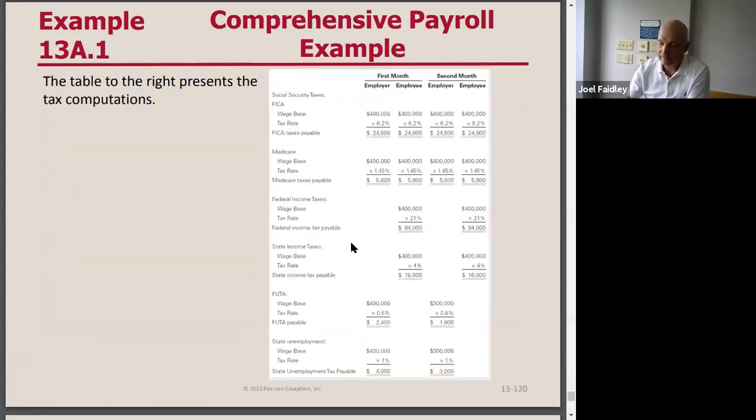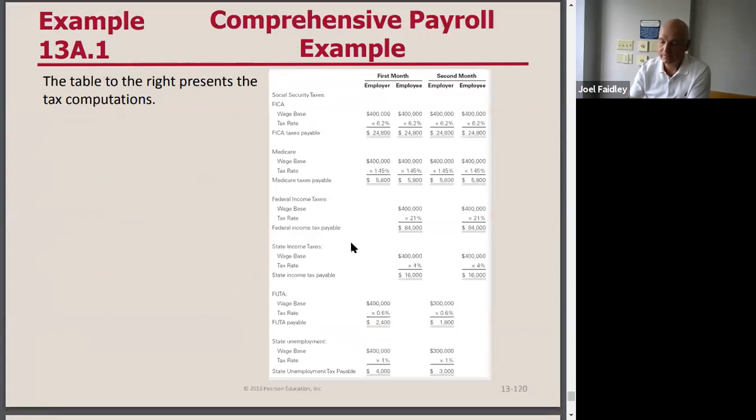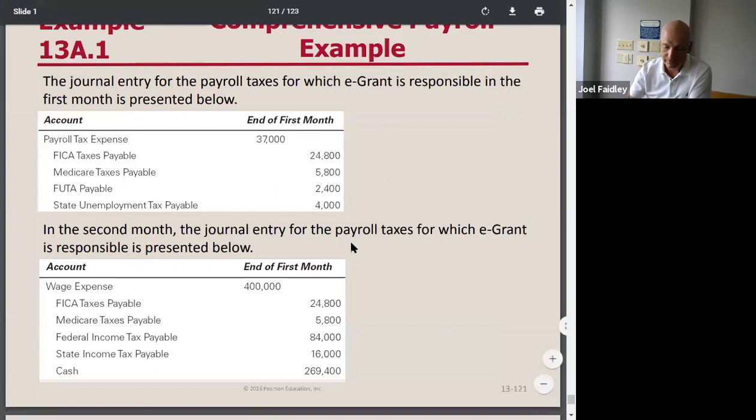Well, if you can see that, that's kind of small. You probably have to pull up your PowerPoint or PDF and look at this. But you can kind of follow through what we're trying to do. I want to look at the journal entries, because the journal entry is really what you're trying to get to and what I would expect you to be able to do on an exam. Look at the payroll tax expense.